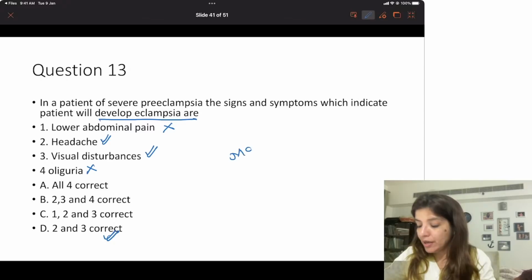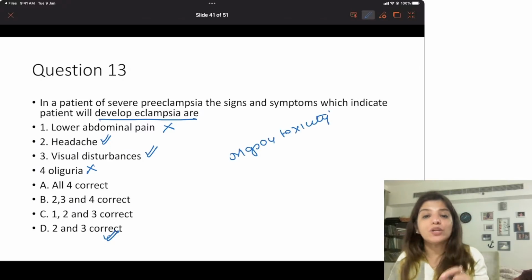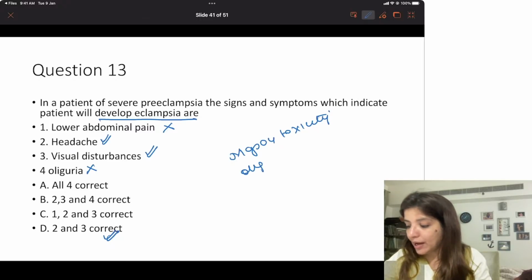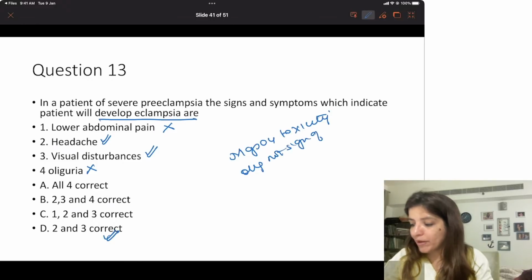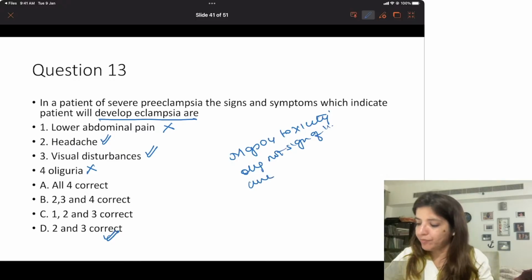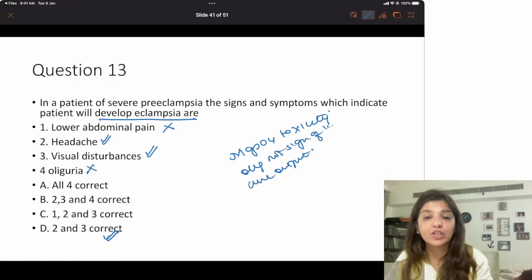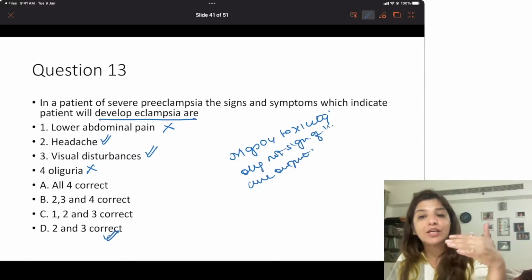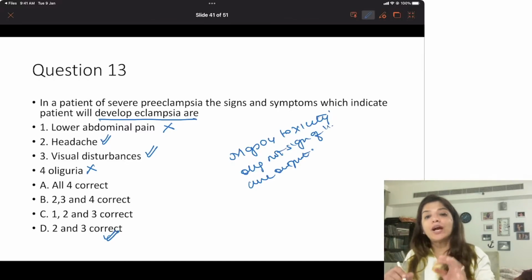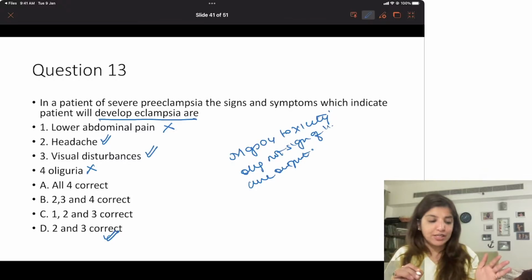Similarly, remember magnesium sulfate toxicity. Now, is oliguria a sign of magnesium sulfate toxicity? No. Oliguria is not a sign of magnesium sulfate toxicity. Why do we check urine output then when we are giving magnesium sulfate? Because magnesium is excreted through the kidneys, and that is why I am checking urine output. But if you say that oliguria is a sign of magnesium sulfate toxicity, that's wrong.